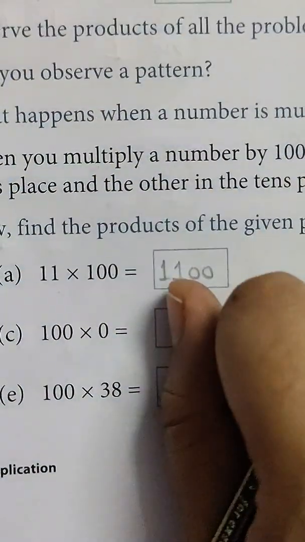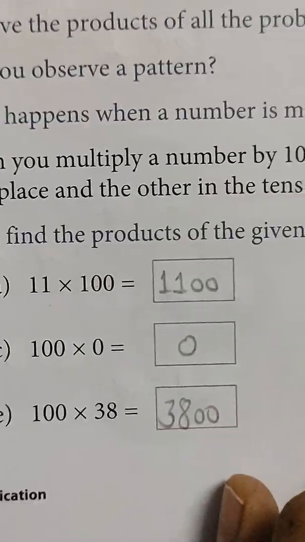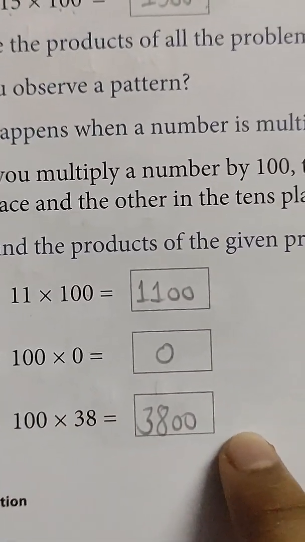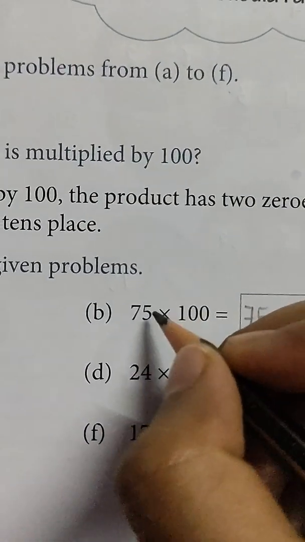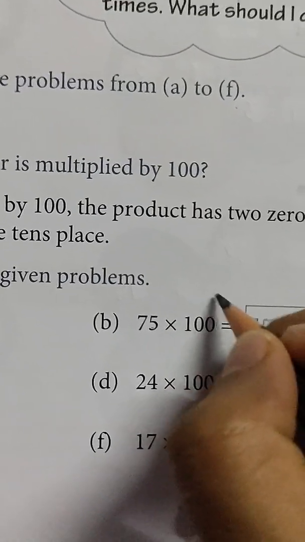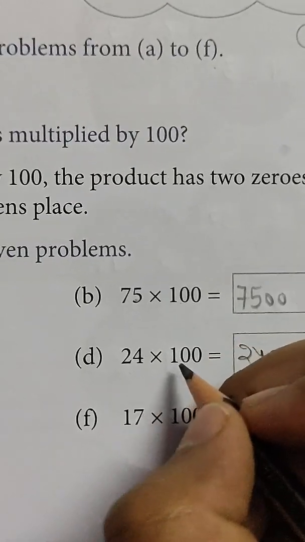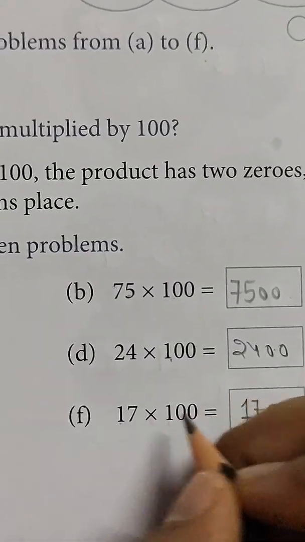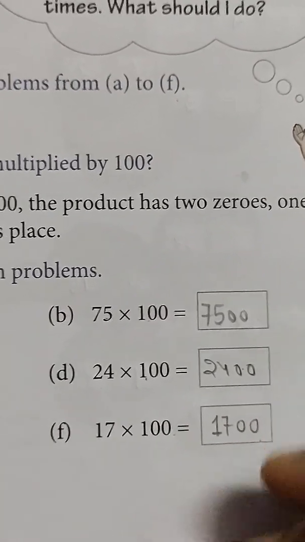Here 100 multiplied by 38, you multiply 38 with 1 and then put the 2 zeros afterwards. Then 75 multiplied by 100: 75 multiplied by 1 and you put these 2 zeros afterwards, so it becomes 7500. Now 24 multiplied by 1 and then you put the 2 zeros afterwards. Then 17 multiplied by 1 and you put these 2 zeros afterwards. So we have finished this question also.